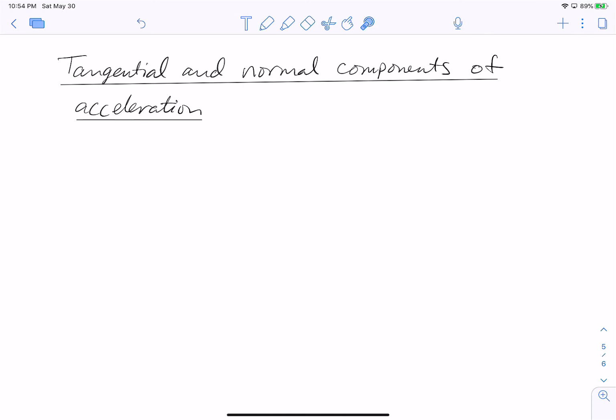Sometimes it's useful to be able to break down acceleration into a component that's tangent to the curve and a component that's normal to the curve. These are referred to as the tangential and normal components of acceleration.